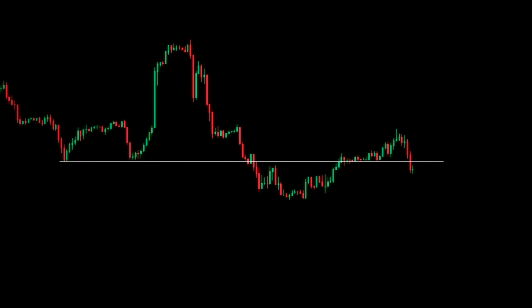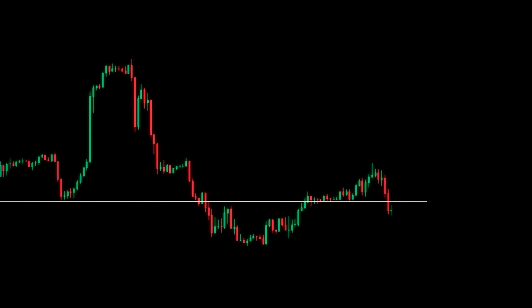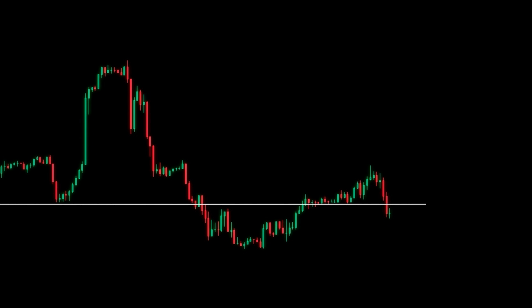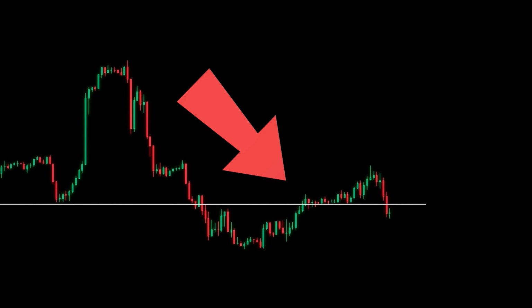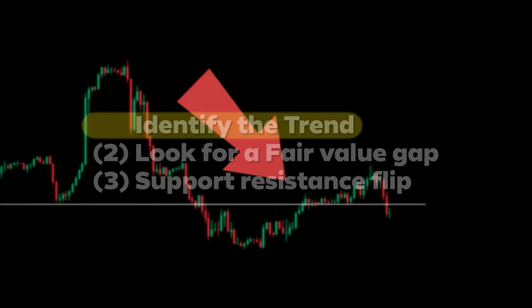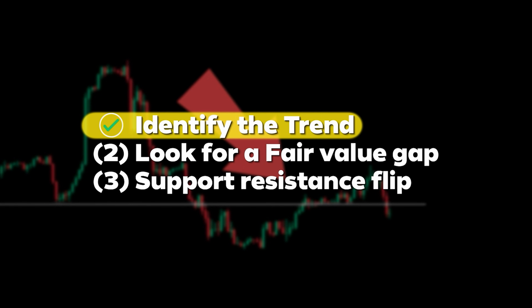Now that it's trading below these lows, this area has become resistance. With this information, we can determine that the correct trend is bearish. So the first criteria of this strategy has been met.